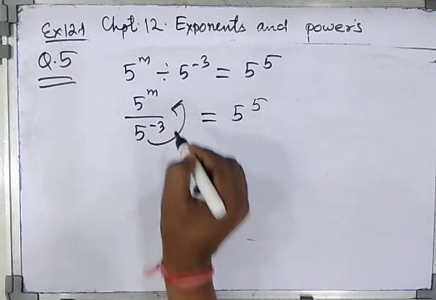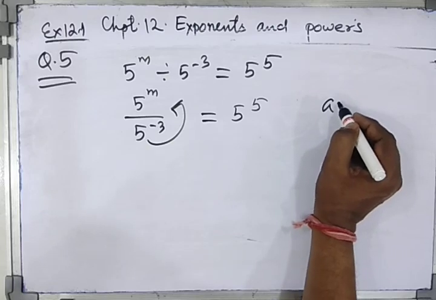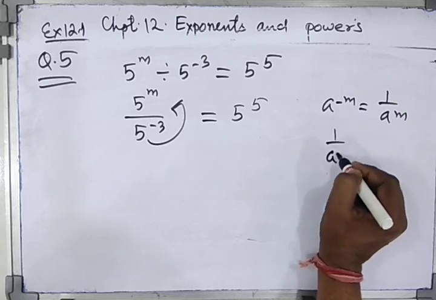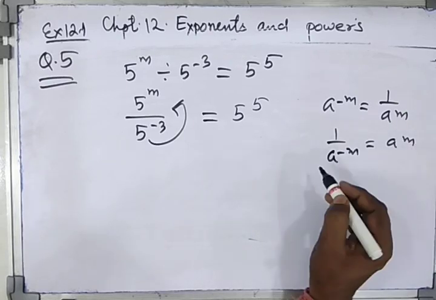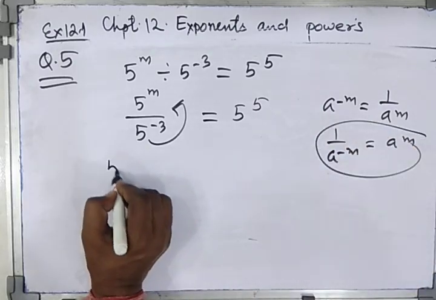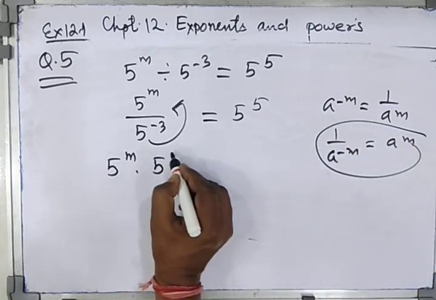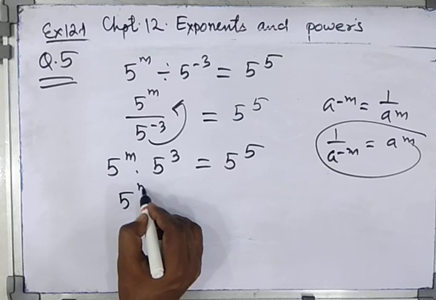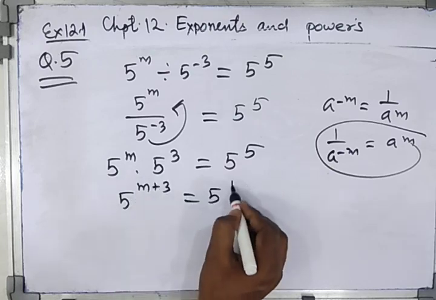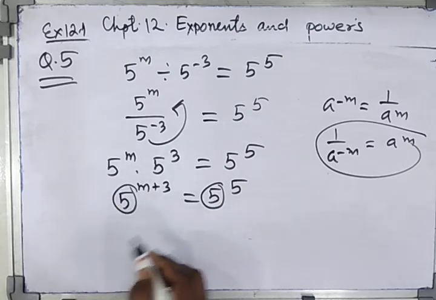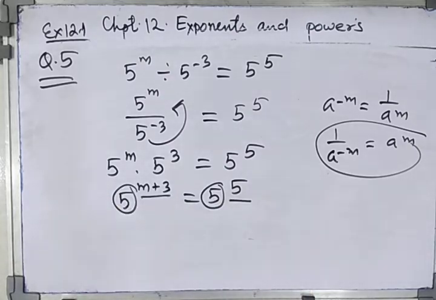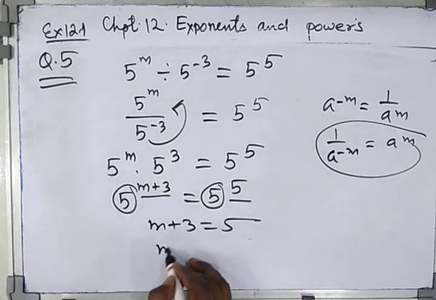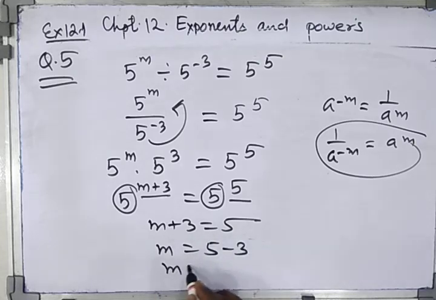So shift that side. a raised to minus m is equal to 1 by a raised to m. Otherwise, 1 by a raised to minus m is equal to a raised to m. Use this formula. We will get 5 raised to m into 5 raised to 3 is equal to 5 raised to 5. So 5 raised to m plus 3 is equal to 5 raised to 5. Bases are the same. Therefore, equate the exponents. m plus 3 is equal to 5. Therefore, m is equal to 5 minus 3. m is equal to 2.